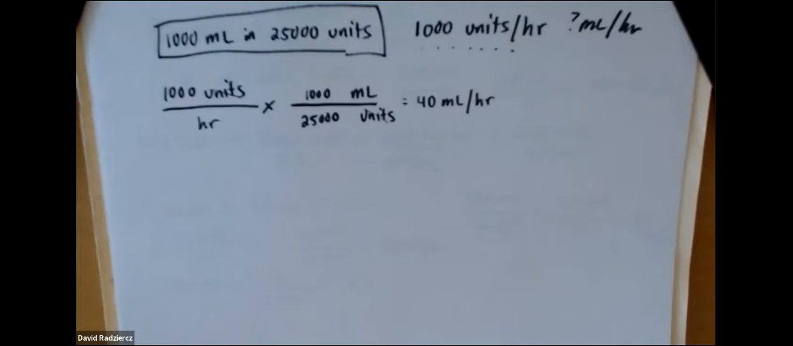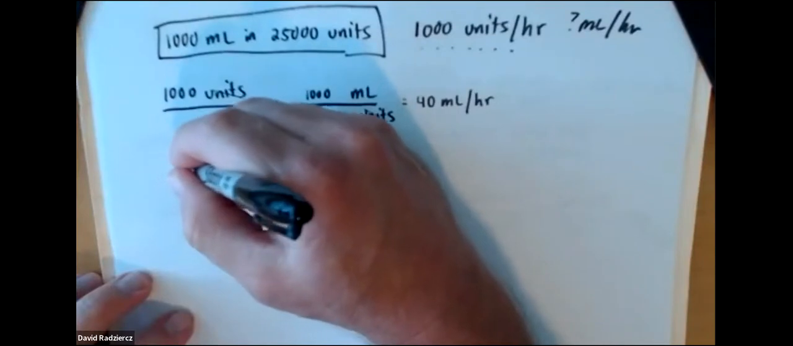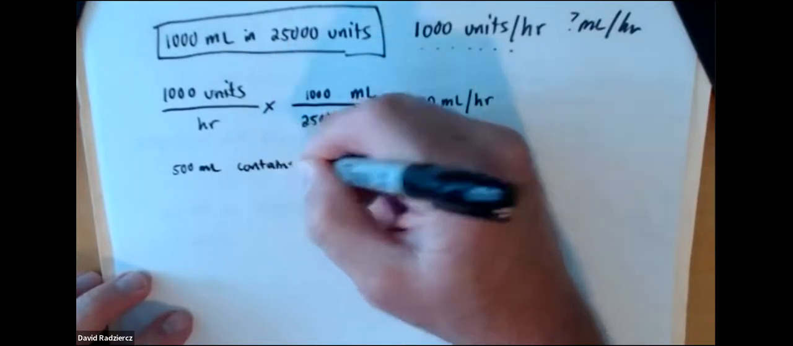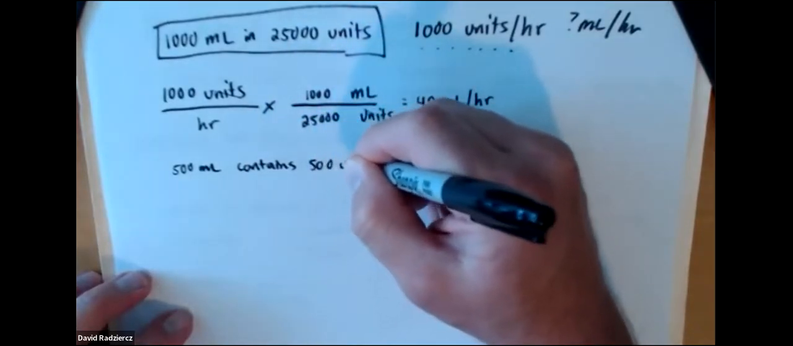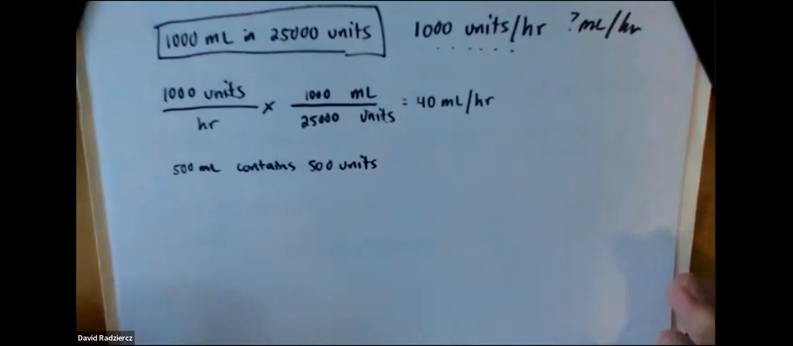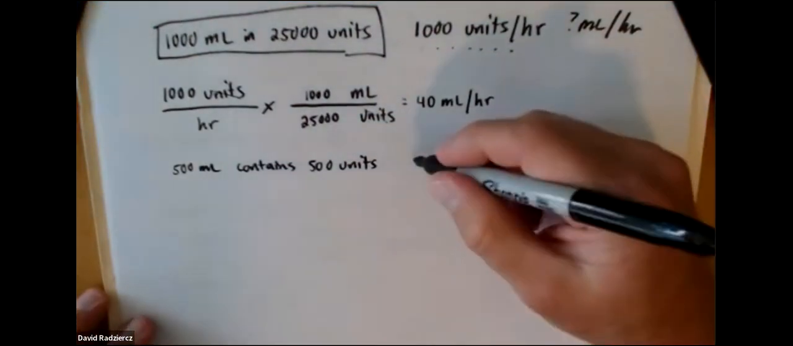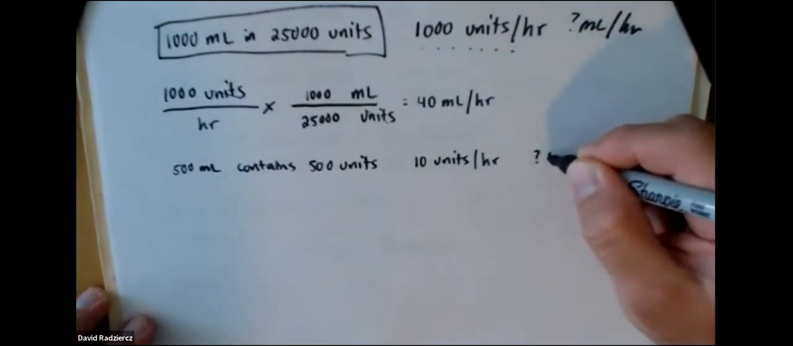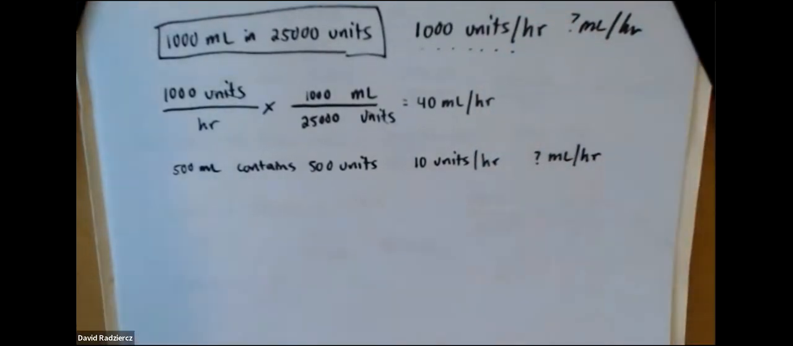For question 23, it's a similar question. It's just using insulin instead of heparin. It says that we have 500 milliliters of an IV that contains 500 units of insulin, and it's infusing at 10 units per hour. We want to know what the milliliters per hour is. So how do we figure that out?